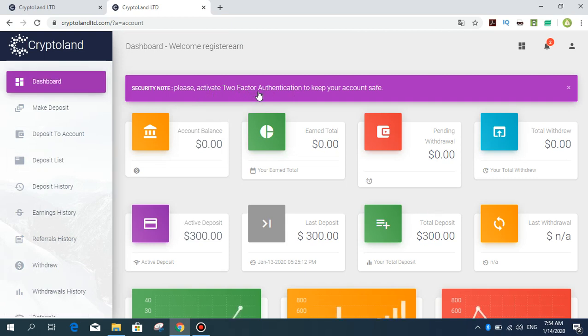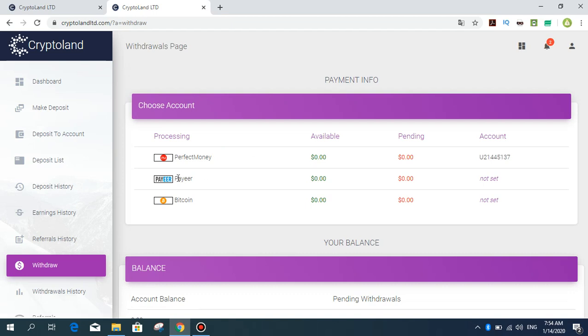Please activate two-factor authentication to keep your account safe, in this area. Withdraw: you can withdraw with PerfectMoney, Payeer and Bitcoin. I think the best is PerfectMoney, and the other payment methods are fair, and Bitcoin.